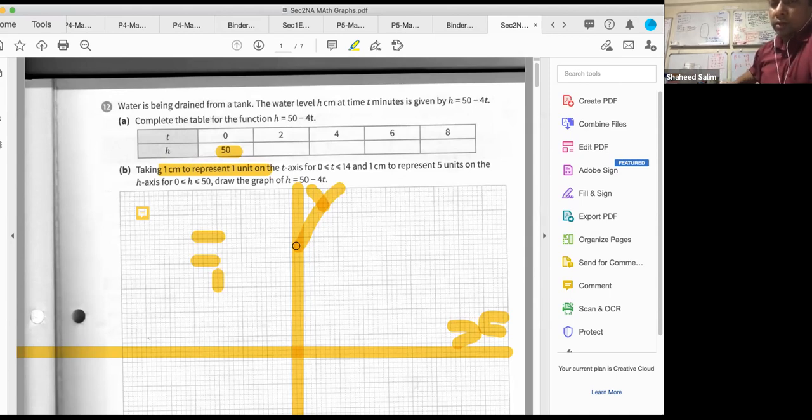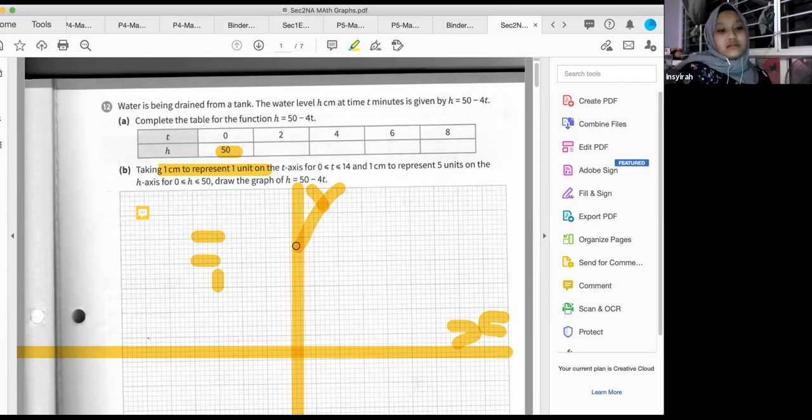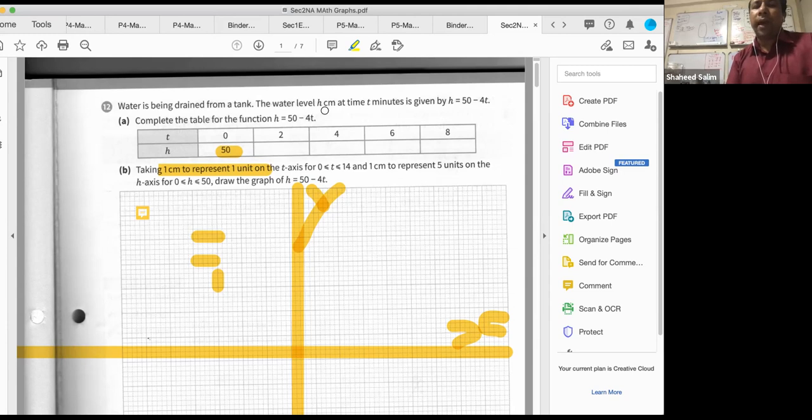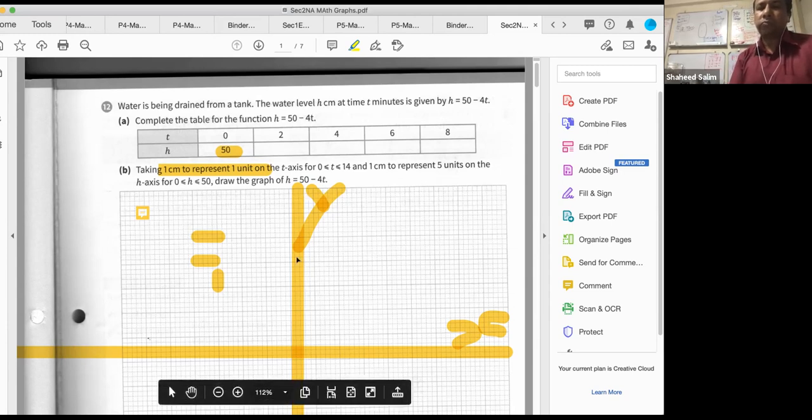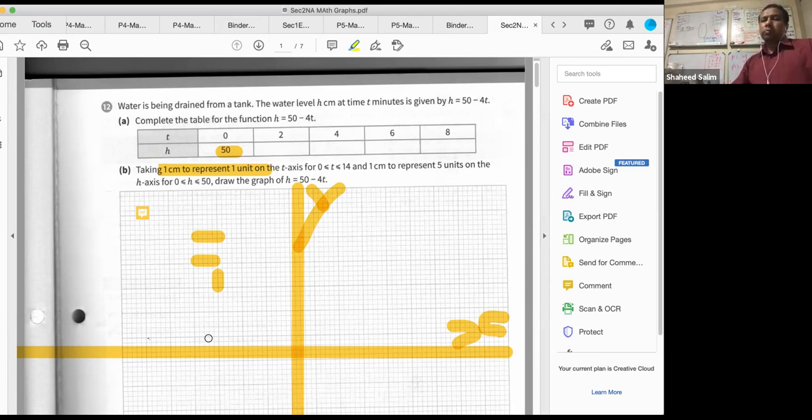Are you okay, Inshira? Not okay. Okay, we're going to go through together. Which part are you blur? I don't know. I'm confused with the T axis and the H axis. Oh, okay. Why not we take the height to be h? T is the time. So the height is the y axis.